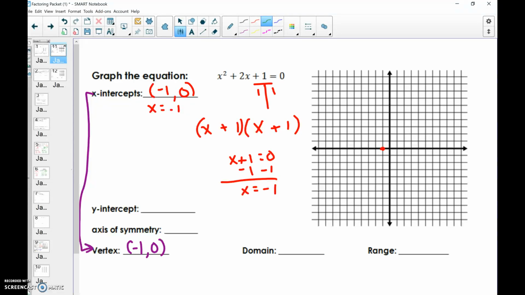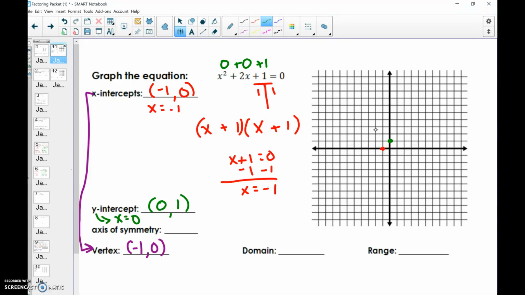We've got our y-intercept. Remember, that's where x equals 0 because it's on the y-axis. So if I real quick take that 0 and plug it in up here, 0 squared is 0, 2 times 0 is 0, plus 1 is still just 1, which means my y-intercept is at (0, 1). Hopefully that's an easy one to plug in.